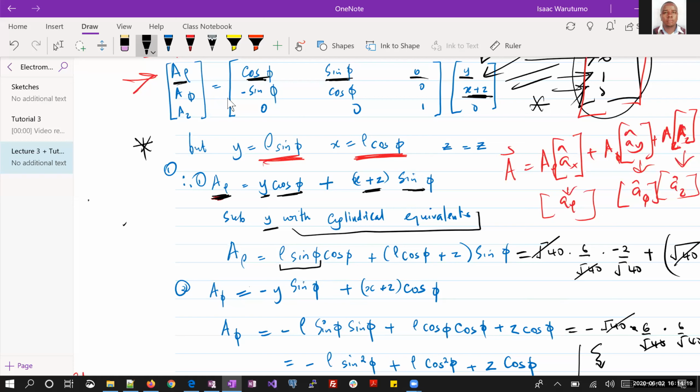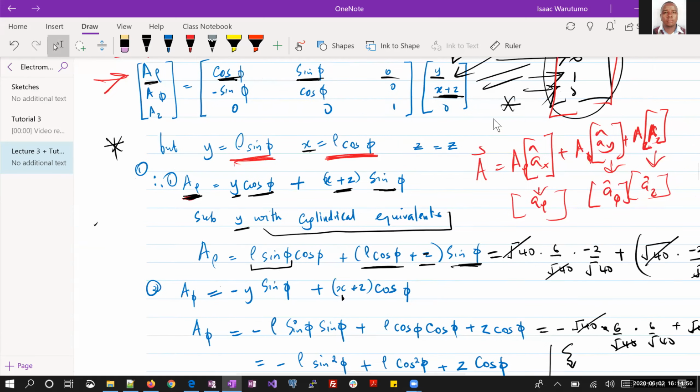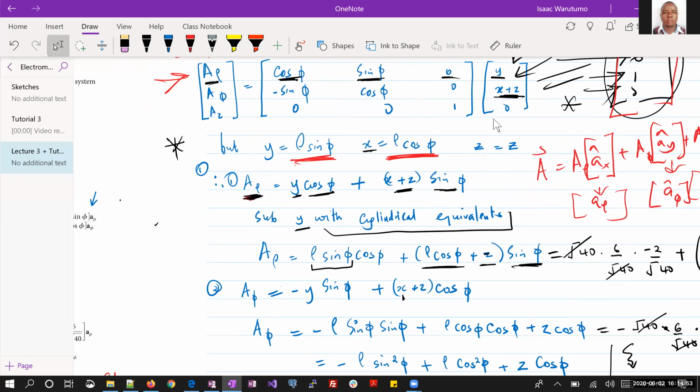So what we do is we say that now this Y becomes rho sine phi, and this X becomes rho cos phi, but the Z remains the same. Then of course you remember to multiply with the sine phi there. And how we do that is we will solve that later. For now, we are doing the expression.